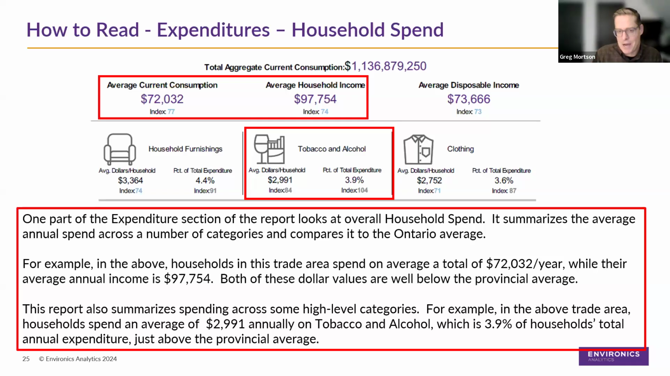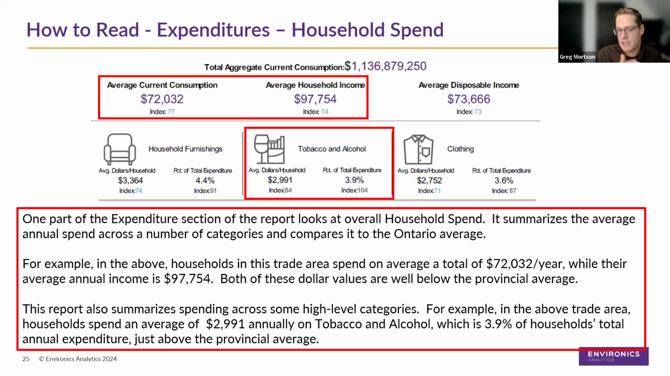$72,032. And you can see here at tobacco and alcohol, on average, they're spending $2,991 per household on that category. We have a lot of these categories in these reports. You see also household furnishings here, clothing, there's lots of others. You can see how much they're spending per year per household, and then the percentage of their total expenditures that are going to this category.